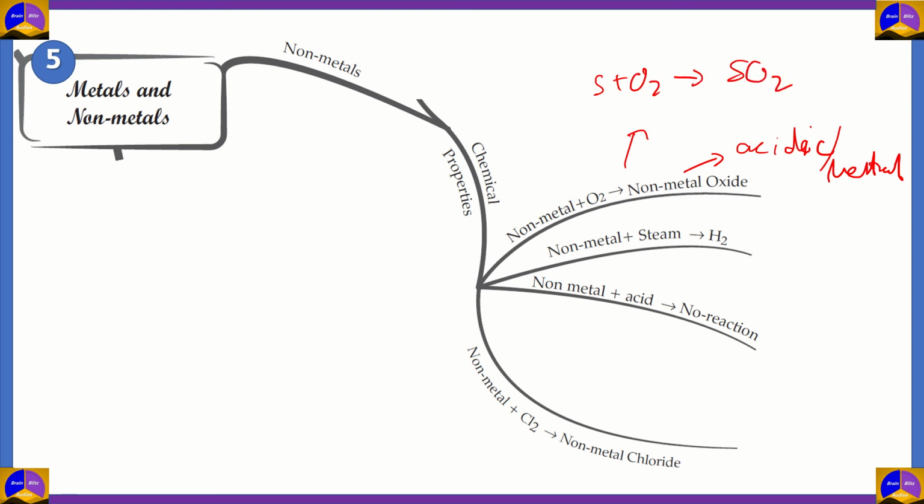Now, nonmetals, along with steam, release H2. So some nonmetals turn into their hydroxides. However, others, which are less reactive, turn into their oxides. Nonmetals do not react with acids because they are themselves acidic, so there is no reaction when you combine nonmetals with acids. However, nonmetals do react with chlorine in order to form nonmetal chlorides. An example for this is BrCl2, bromine chloride.